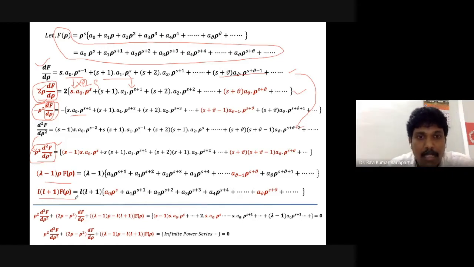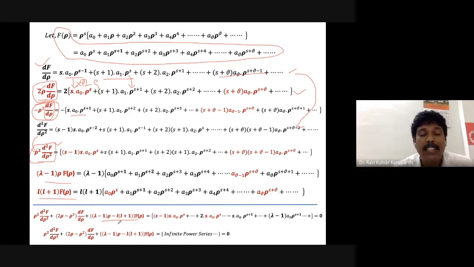So essentially, after evaluating all these individual terms, you take the summation. I have done it here. This summation is rho square multiplied by d square f of rho upon d rho square, plus 2 rho minus rho square df of rho by d rho, plus lambda minus 1 of rho, minus L into L plus 1 f of rho. So these are all the things, right? Just take the summation, that's all.